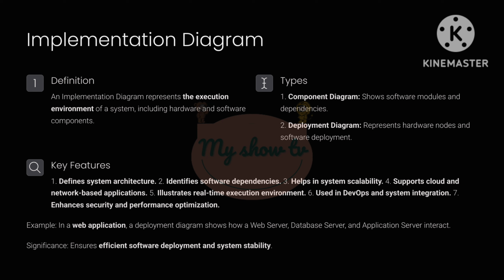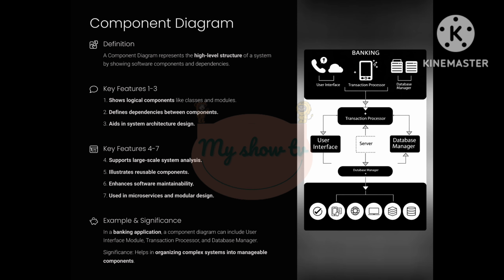Example. For a web application, a deployment diagram can show a web server hosting the UI, a database server storing information, a mobile client interacting with the backend. Significance. These diagrams are crucial for system architects and DevOps teams to ensure efficient deployment and scalability. Slide 6. Component and deployment diagram. Component diagram shows how software components interact.